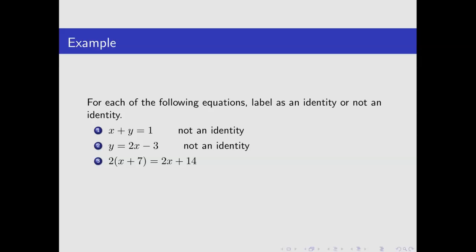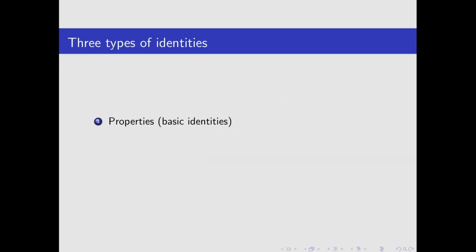2 times the quantity x plus 7 equals 2x plus 14. This is an identity because it is always true. And 9 times the quantity x minus 1 plus 15 equals 3x plus 4. This is not an identity because it depends on the values of x.